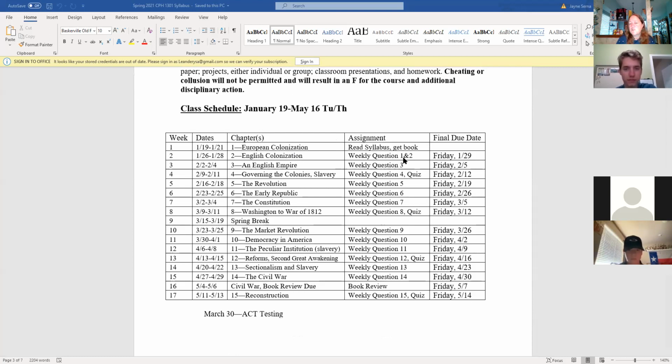And then weekly questions 1 and 2 are due on Friday. Weekly question 3, due the next Friday. So everything's due on a Friday. You turn in the questions individually, so there'll be individual slots in the assignments page for these things. But you can do them early.